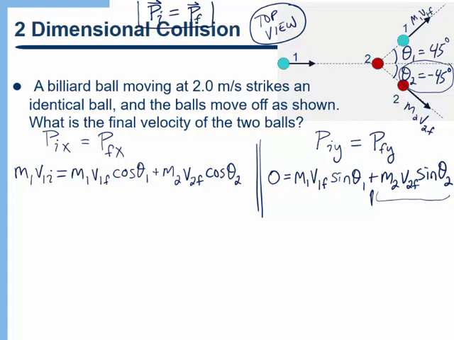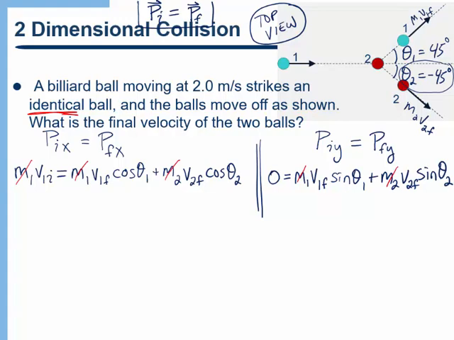Okay, so that's really the physics of two-dimensional collisions. We just write down conservation of momentum separately for the x and the y components. At this point then, we would just need to go ahead and solve. So let's do that. Notice that in this particular problem, the balls are identical, and therefore m1 and m2 are the same, so I can get rid of the m's in both equations.